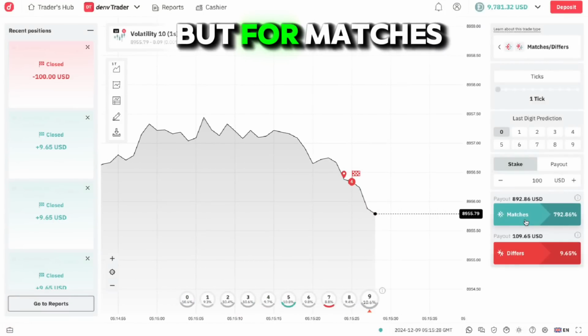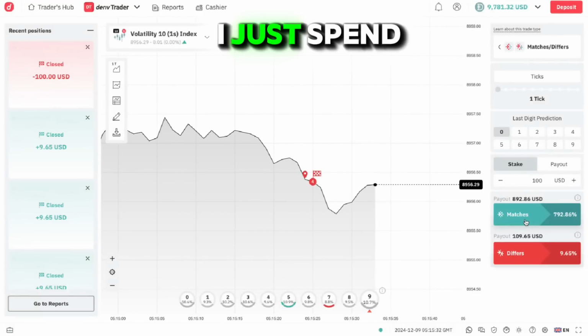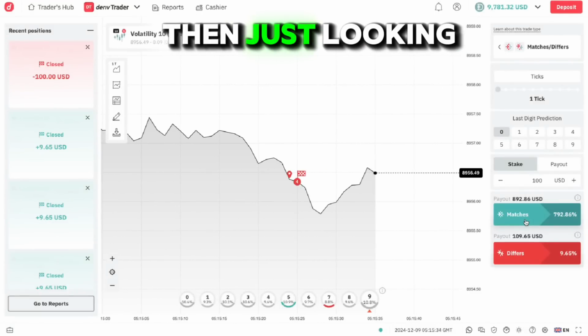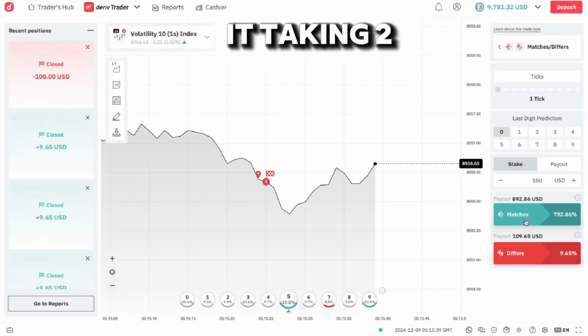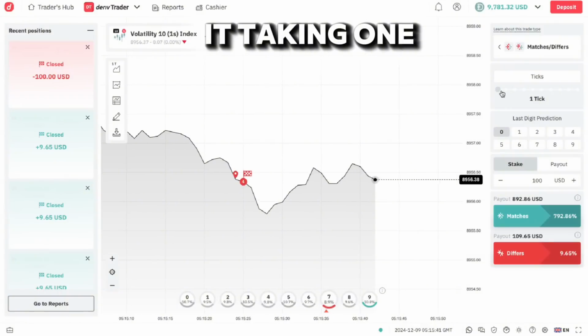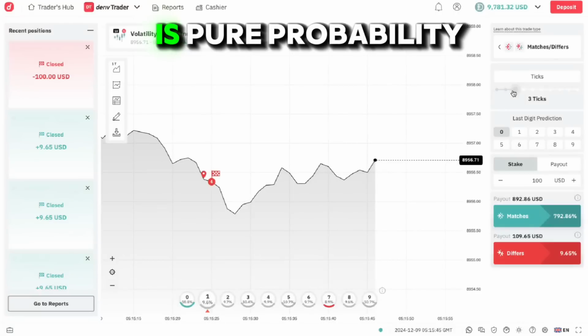But for matches, I always look at the pattern. I just spend some time on the tickers, just looking at which number it is moving from to go to which number. Is it taking 2 ticks? Is it taking 3 ticks? Is it taking 1 tick? And then I go for it, because this is pure probability.